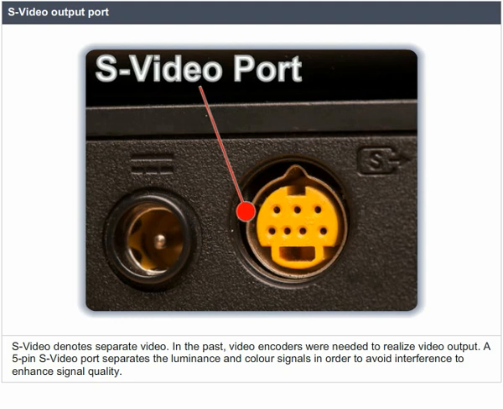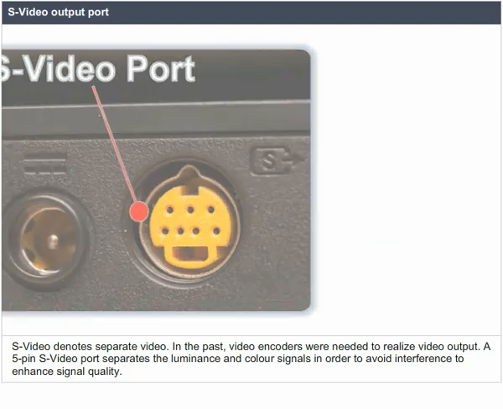In the past, video encoders were needed to realize video output. A 5-pin S-video port separates the luminance and color signals in order to avoid interference and enhance signal quality.